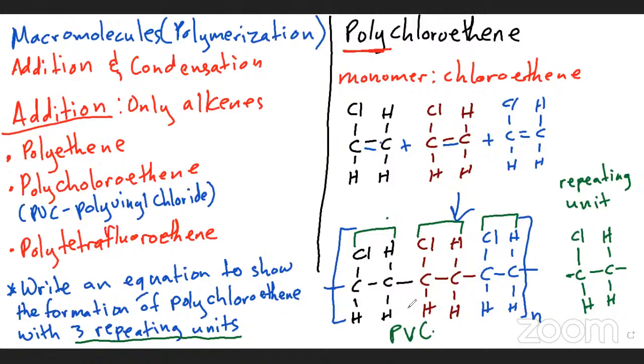So let me repeat what I'm doing here. This is the question over here. Write an equation to show the formation of polychloroethylene with 3 repeating units. And so I drew 3 monomers so that in my polymer, I would have 1, 2, 3 of them.